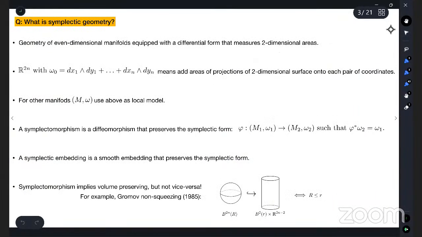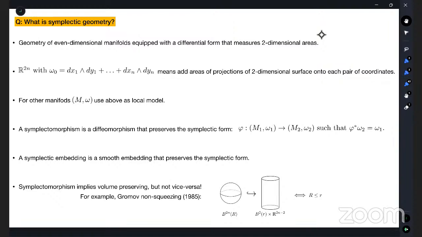So I should give a little bit of background. So what is symplectic geometry? It's a branch of differential geometry where you consider manifolds of even dimension, and the manifold has to have a way of measuring two-dimensional areas, so a differential two-form.